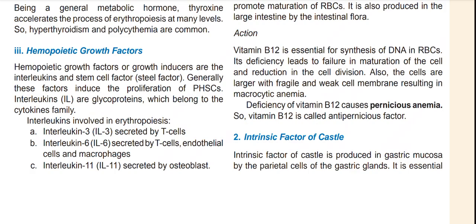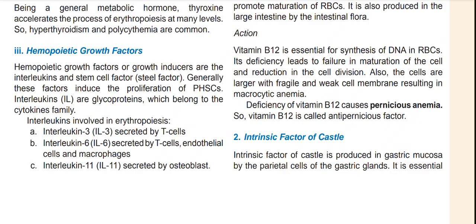Its deficiency leads to failure of maturation of the cell and reduction of cell division. Also, the cells are larger, and the cell membrane is fragile and weak, resulting in macrocytic anemia. Vitamin B12 deficiency causes pernicious anemia, so vitamin B12 is the anti-pernicious factor. So, which vitamin is known as anti-pernicious factor? It is vitamin B12. And which vitamin deficiency can cause pernicious anemia?